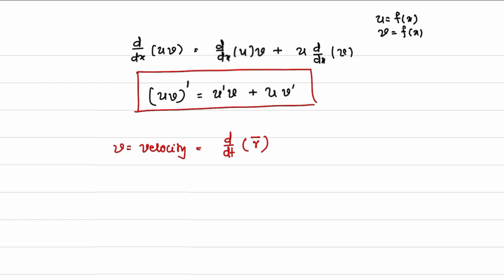Vector r. How can vector r be shown? Magnitude r into unit vector. That I have already told you in the vectors. Magnitude r into the unit vector, that is r cap.